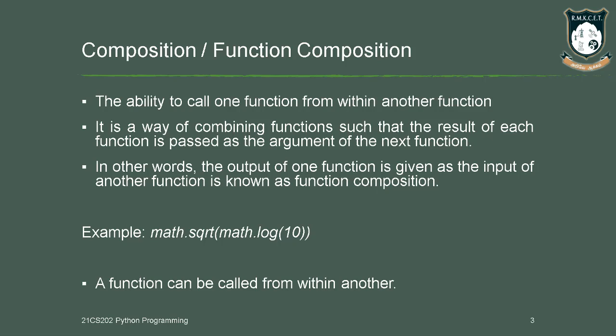Here you can see an example. First, math.log of 10 is taken. The log calculation of the numerical value 10 is done, and the result of that log calculation is sent as input to the square root function. So the output of log is taken as input to the square root function. The result of one is given as input of another function. This concept is said to be function composition.